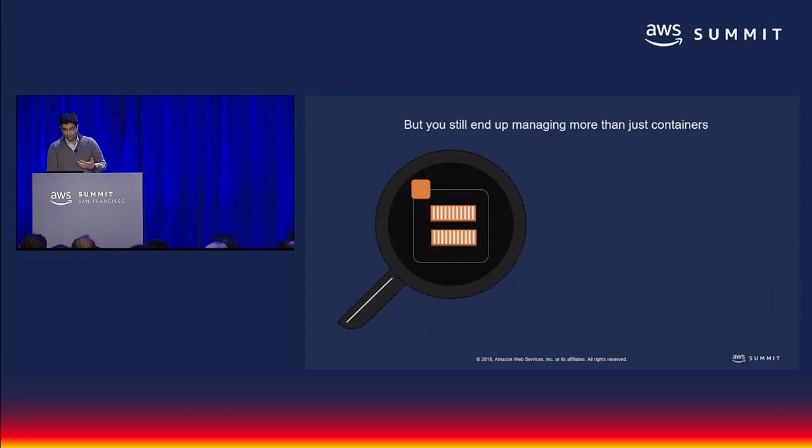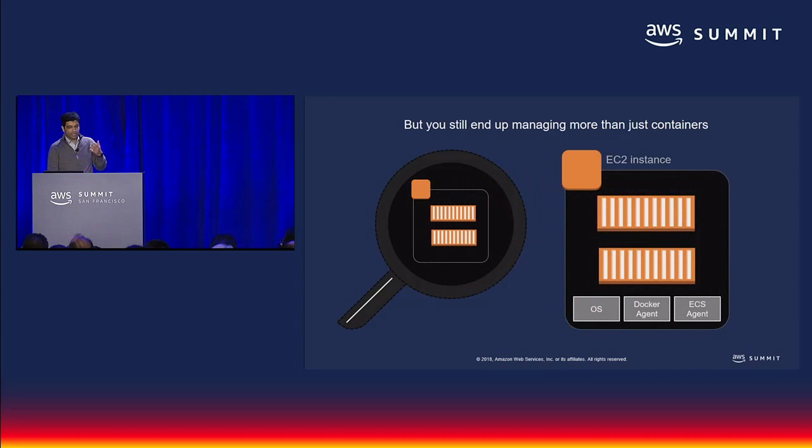Yet, you find that you still end up managing more than just containers. So if you really look over here, you're running 2 containers, or rather tasks, here. A task, by the way, is a collection of containers that run together as a unit of your application. So in this case, you have an EC2 instance. You're launching tasks on it, and to support that, you have to manage the operating system. You have the Docker agent, the ECS agent, which is an open source component, but you require it to register your ECS instances with your cluster.